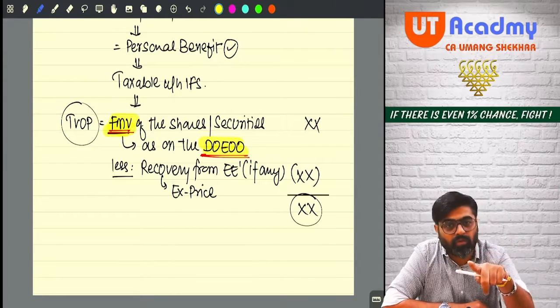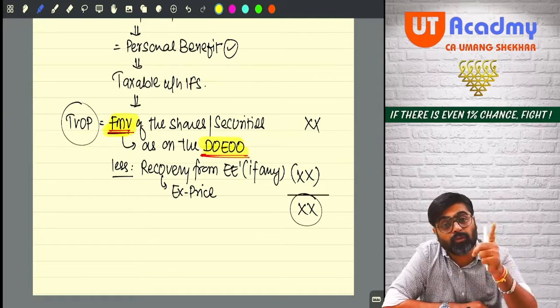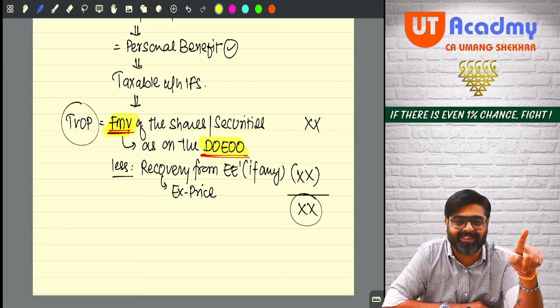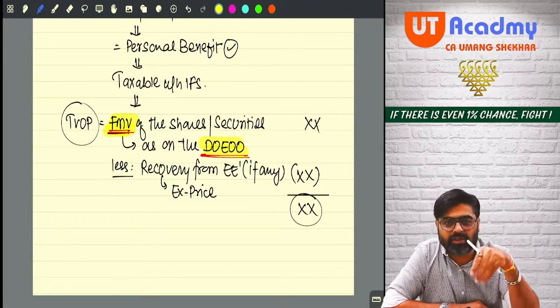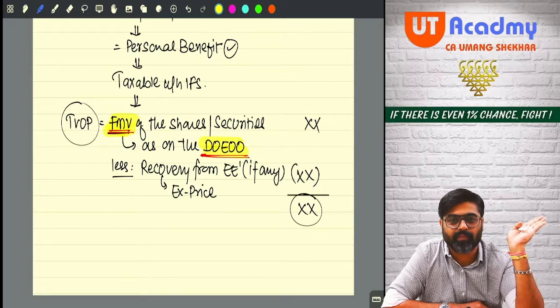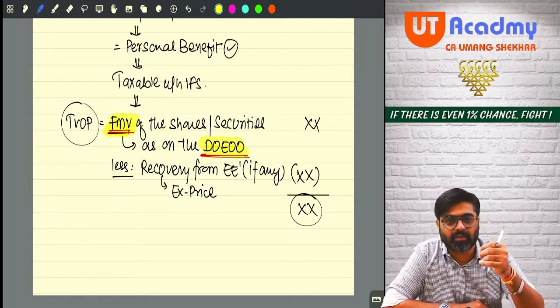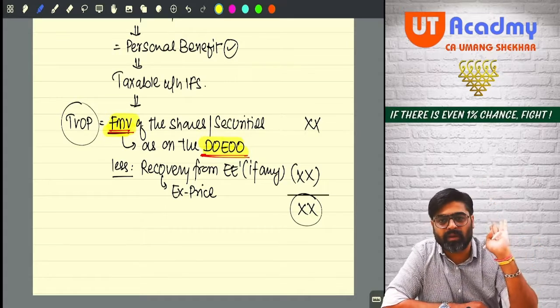1500 minus 100 will be 1400. And this 1400 will be multiplied by the number of shares for which the option was given. No, for which the option was exercised. Yes, because it is not necessary that all the 1000 shares you are going to buy right now only. Out of 1000 shares you are buying only 600 shares. So multiplied by 600 shares. For these 600 shares you are getting this benefit.